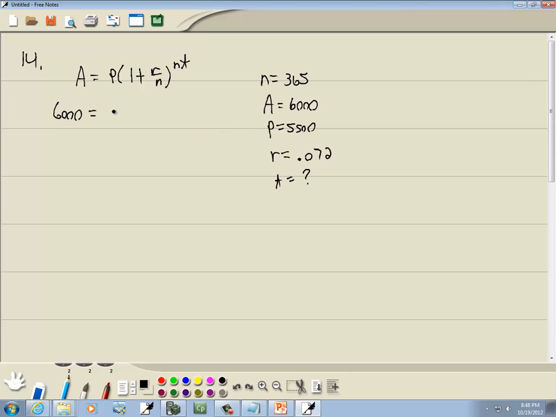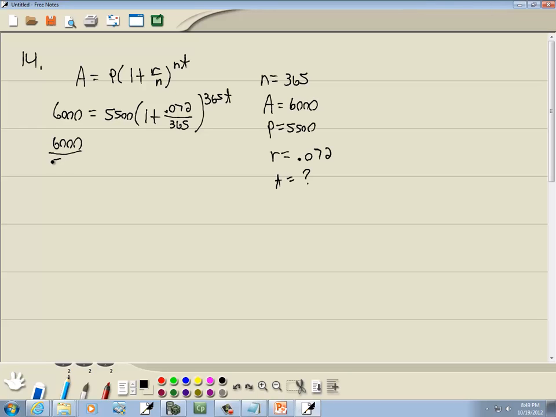So A is 6,000, P is 5,500, 1 plus R is 0.072, divided by N, which is 365, raised to the NT power. So 365 times T. Now this is an exponential equation. You have a variable in the exponent. So remember our steps for that. First step was to get part of the variable in the exponent by itself. So we need to divide both sides by 5,500 to get rid of that 5,500.